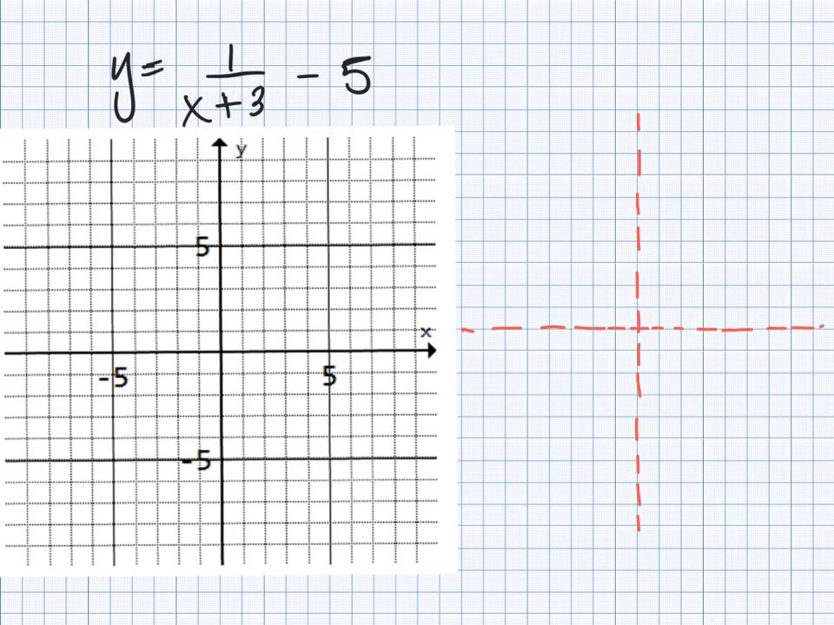Because the locator point for a hyperbola is actually the point where my two asymptotes meet, and I'll talk in a moment about why there's an asymptote there. So if I'm graphing this, remember it's just 1 over x. So if I have 1 over 1, my y value is 1. If I have 1 over 2, my y value is 1/2. If I have 1 over 3, it's 1/3.